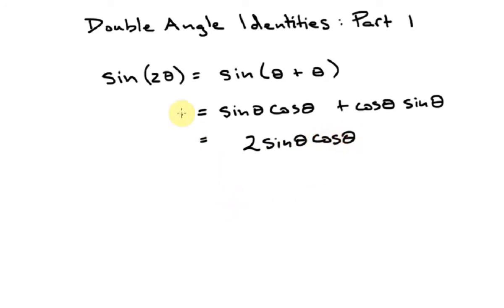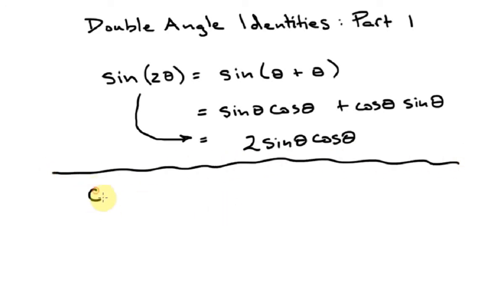And guess what? That is the double angle identity. It says sine of a double angle equals 2 times sine theta times cos theta. And that's the first of our identities.